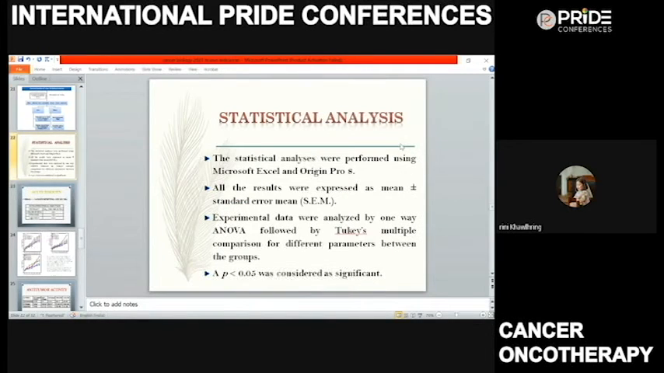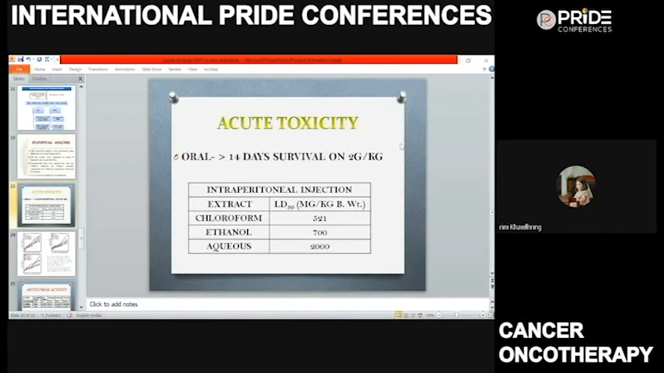9 days. So the statistical analyses were performed using Excel and Origin, and all the results were expressed as mean plus minus standard error mean, and experimental data were analyzed by one-way ANOVA followed by multiple comparison for different parameters between the groups, and a p-value of less than 0.05 was considered as significant.